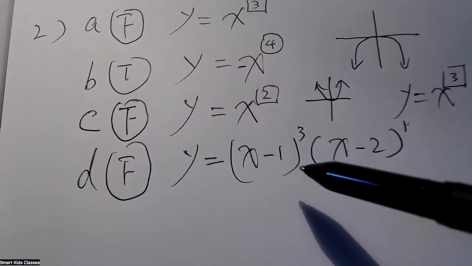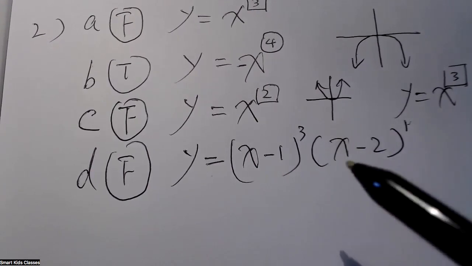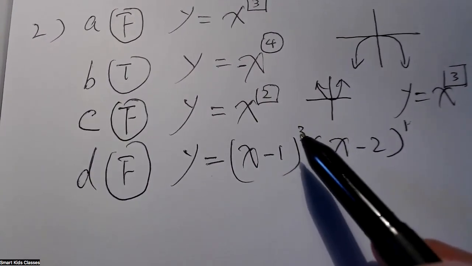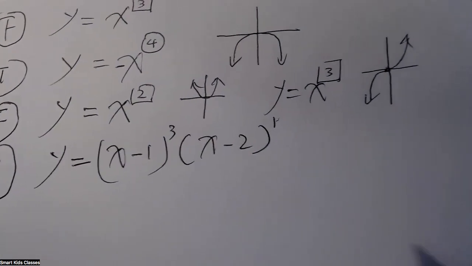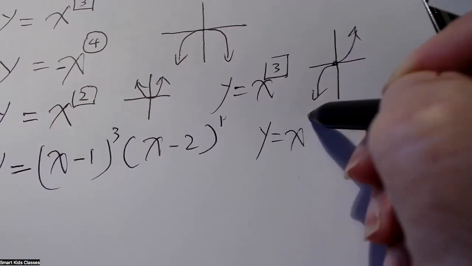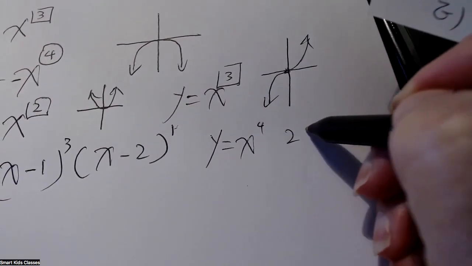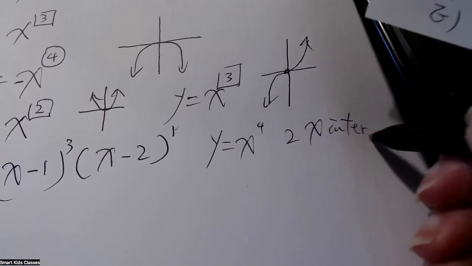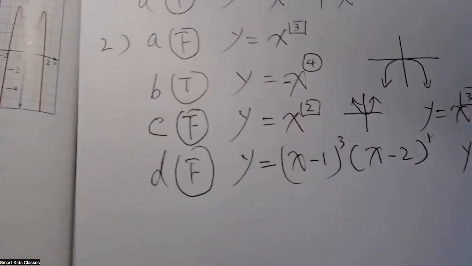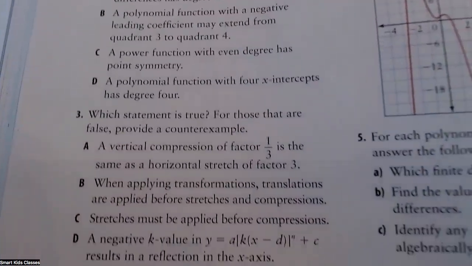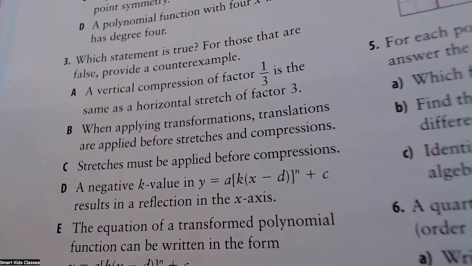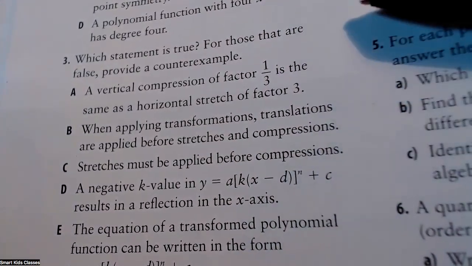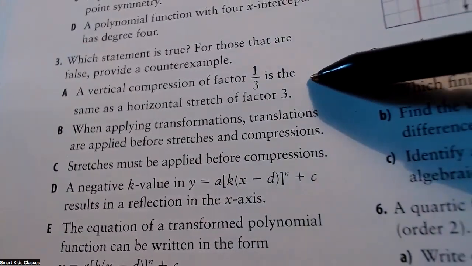So is exponent 4 going to have 4 intercepts? No. This is the order of 3, only intercept 1 time. So therefore here is only 2 x-intercepts. Like y equals x exponent 4, so 2 intercepts. I write short form. So this example proves the statement D is false. Now we are going to do question 3. So which statement is true or false? Provide an example for false. So we're going to do question 3.